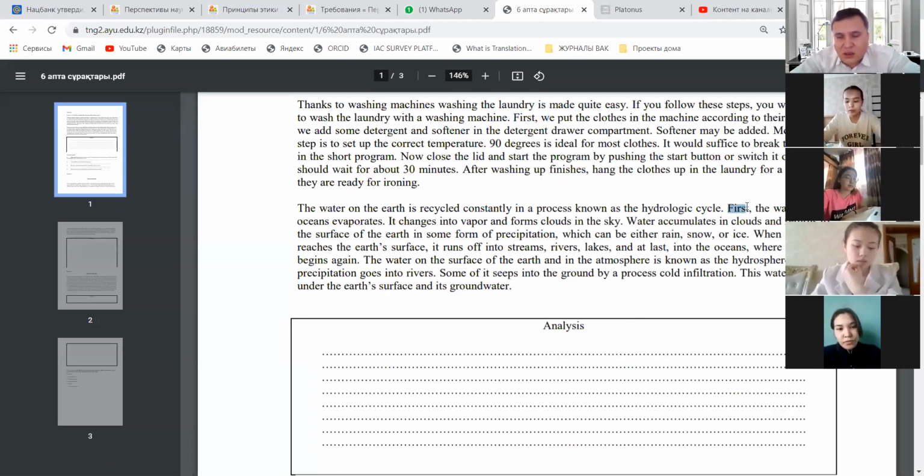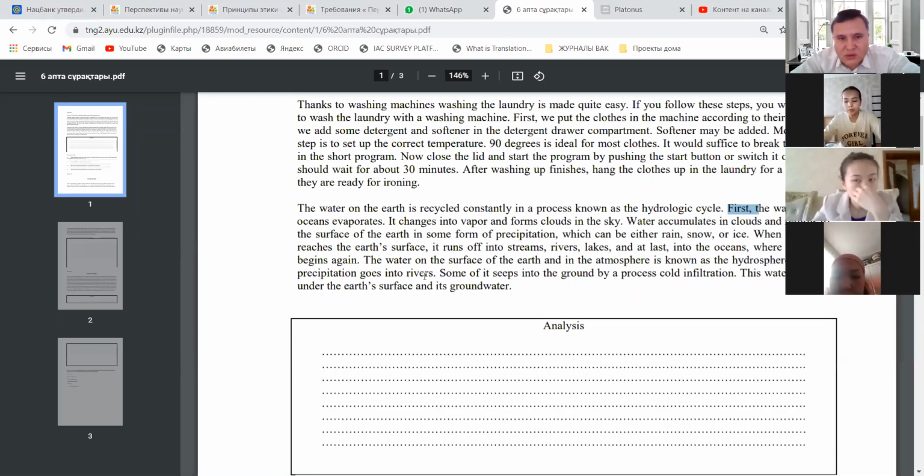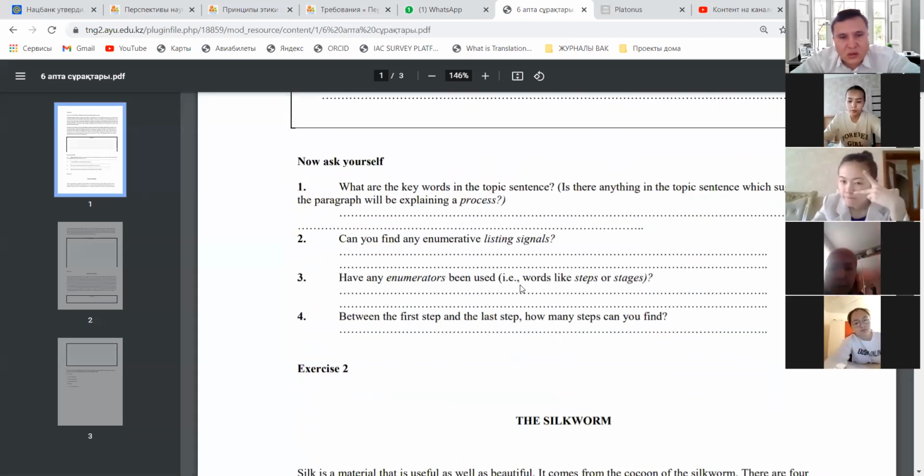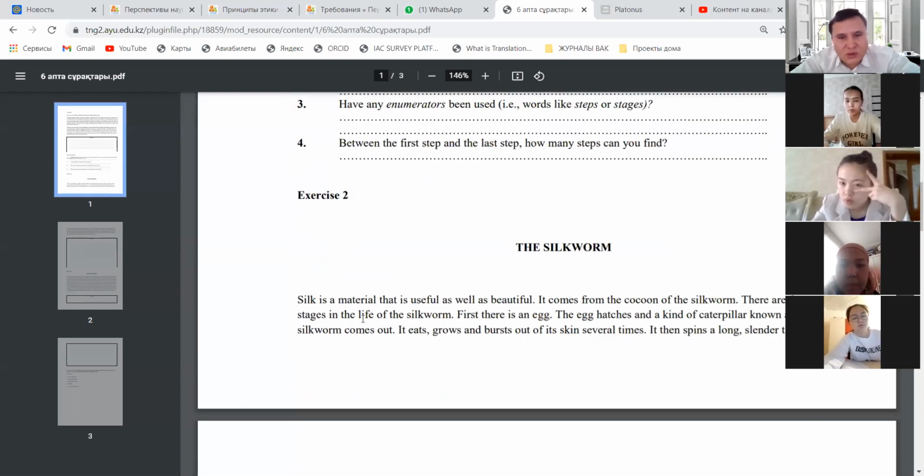These are the signal words of the stages or of the step. Okay, when the water reaches the earth, where the cycle begins again. The water on the surface of the earth, and not all the precipitation goes into the river. Some of it, the water collects onto the earth's surface and it's groundwater. Okay, we have finished it.